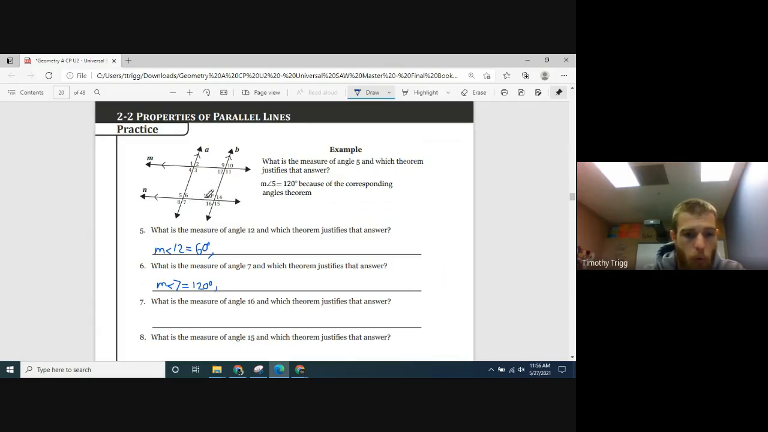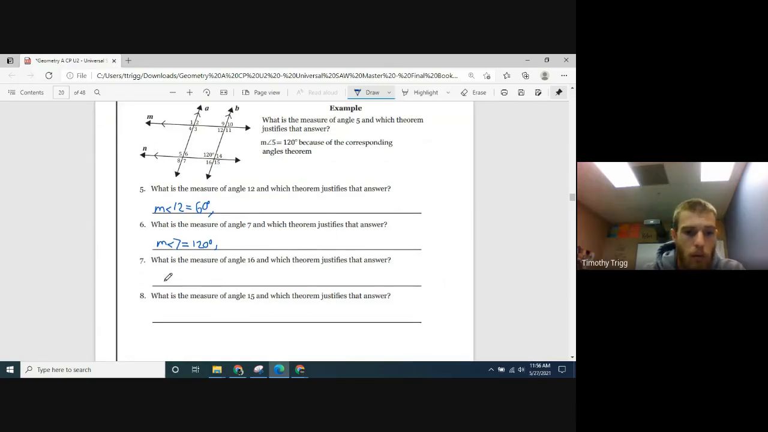Okay, well, what's the reasoning? Well, you see they're on alternate sides and they're inside lines A and B, right? They're inside these, so they're alternate interior angles. Okay. Measure of angle 16. Oop, I don't want a comma. Equals.